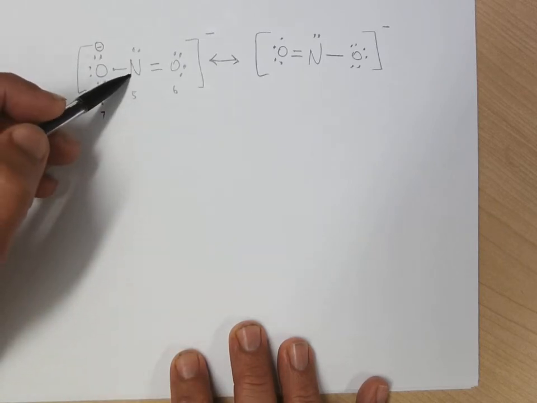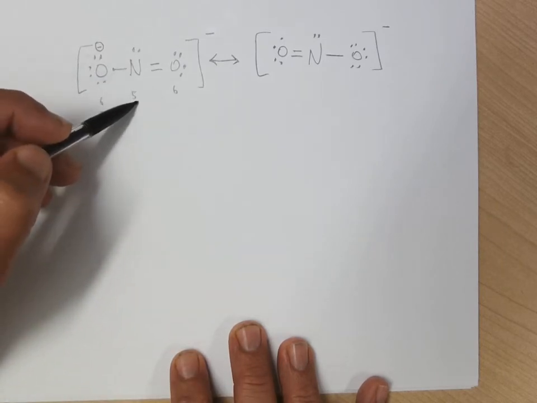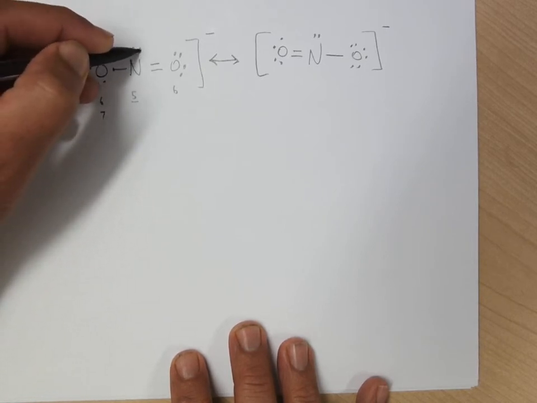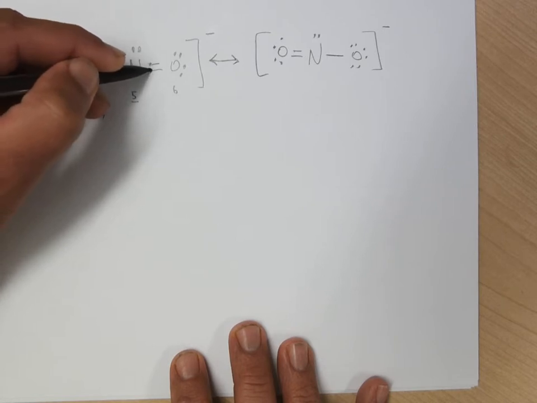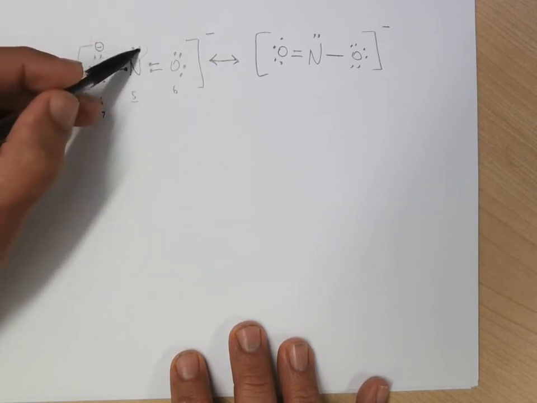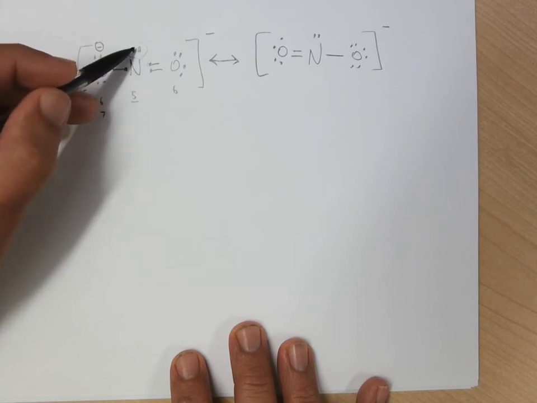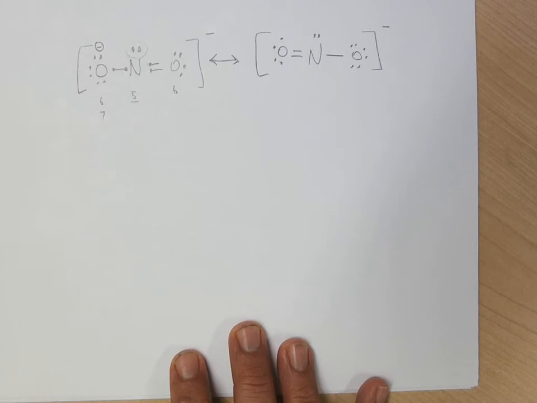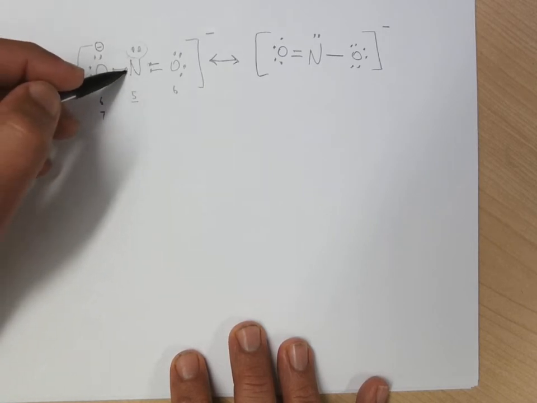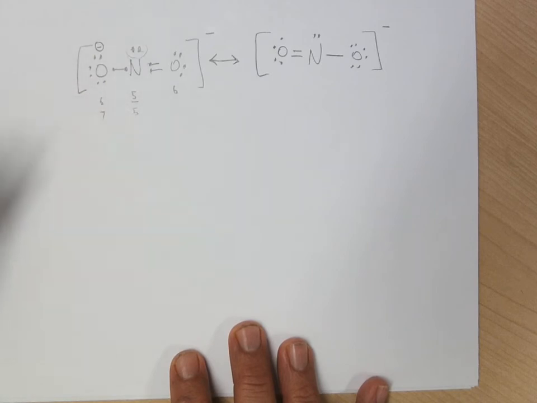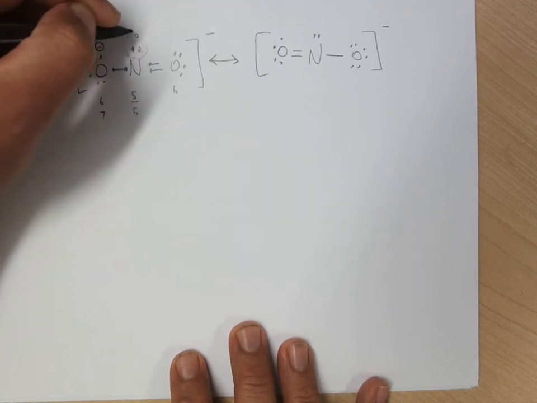The nitrogen in the center, if it were neutral, it'd have 5 valence electrons. Let's see what we assign to it. 1, 2, 3, 4, 5. Again, all the lone electrons it owns entirely, so I count 1 for each of those. And then for each shared pair of electrons, it gets one of the two. So 1, 2, 3, 4, 5. This nitrogen in the center has no formal charge.